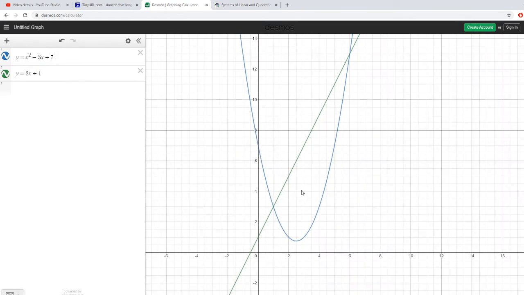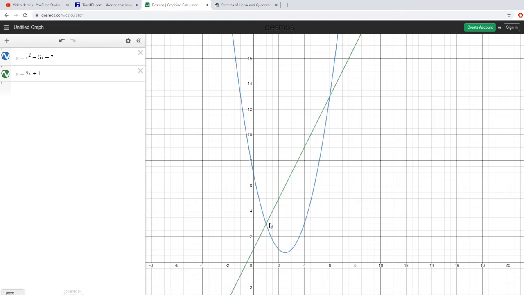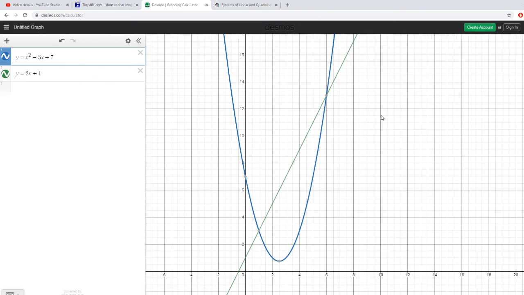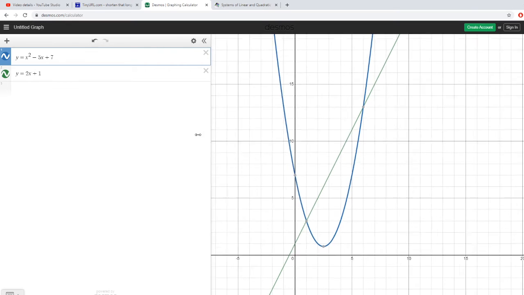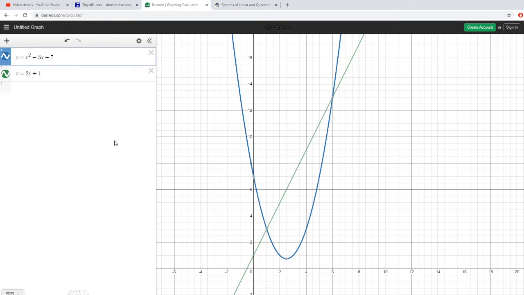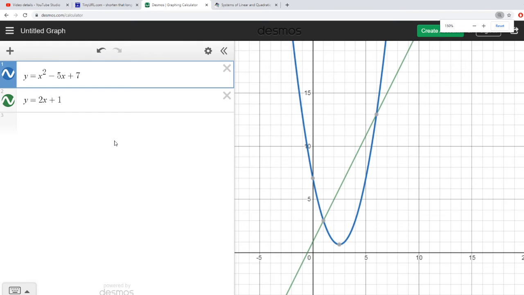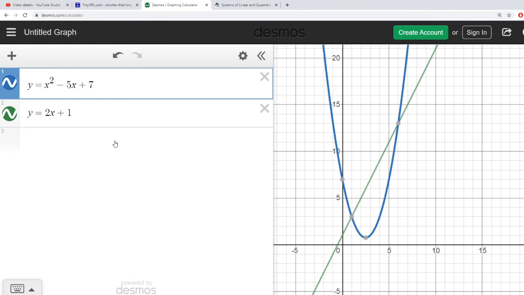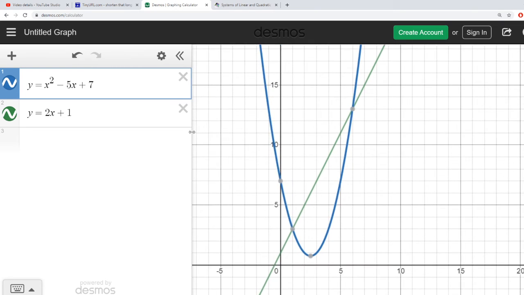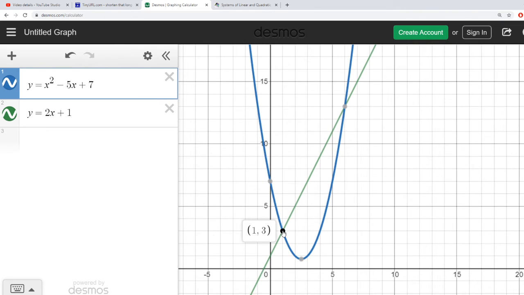So we have to zoom out a little bit until we see both points of intersection. There's one point, 1, 3, and here's another point of intersection, 6, 13. We remember that the point of intersection is the solution to the system of equations. And what I'm trying to do now is make this bigger for the viewer. There. Okay. So there's my two equations. And where they intersect, the green line and the blue line intersect in two places, 1, 3 and 6, 13.